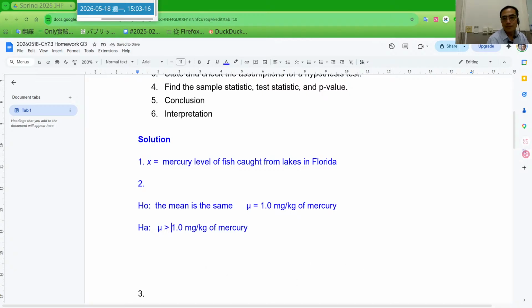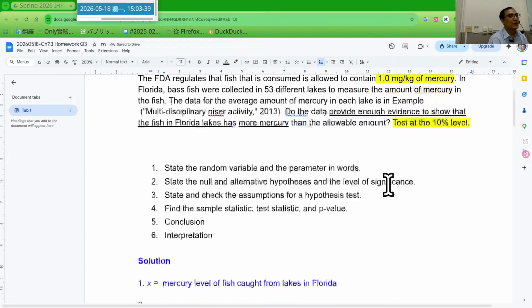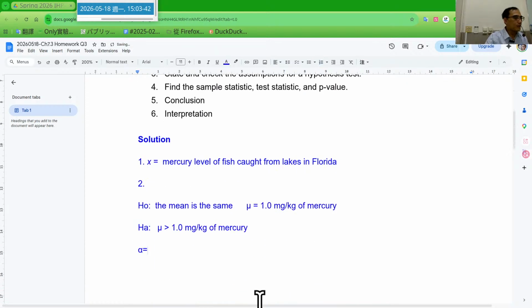How about the alpha? Alpha, tests at the 10% level. Test at 10% level. Thus, it already gives you the condition. Just use the condition. Alpha equals 0.1. Okay, so far any questions?